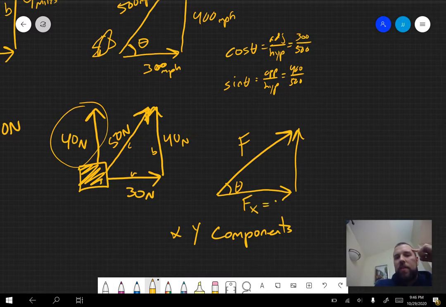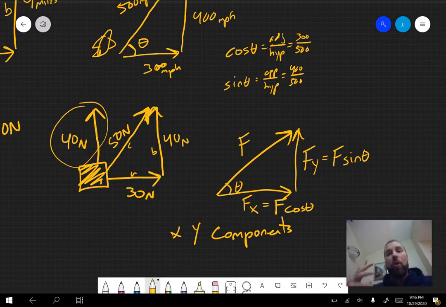Fx is going to be the hypotenuse, F, the original force, times the cosine of theta. Fy is going to be the hypotenuse, F, times the sine of theta. That proportionality holds. Hooray for Euclid and geometry and all that stuff that came before us. This is where that actually applies.